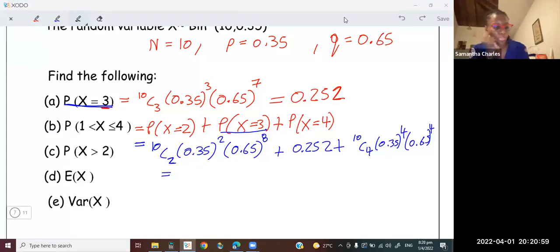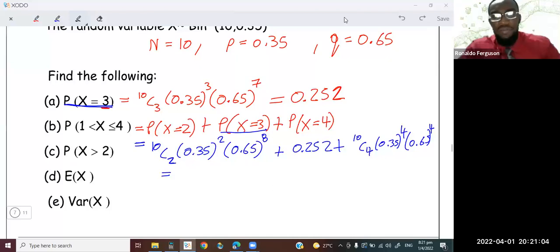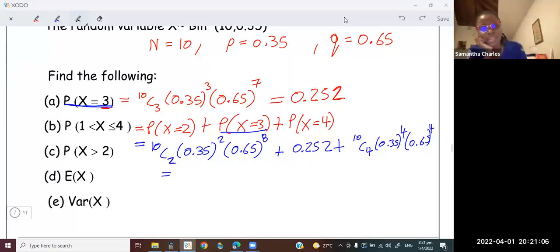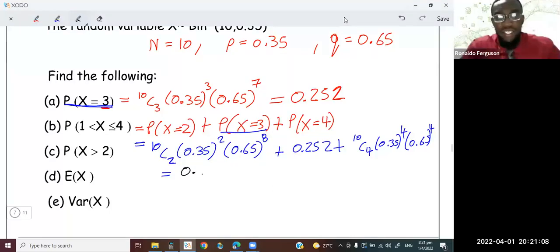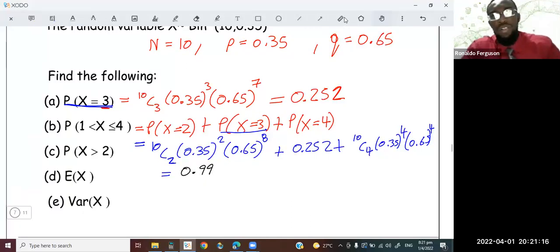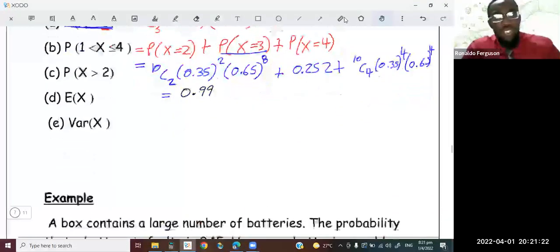Yeah, 0.989. 0.989, or 0.99, yes. 0.99, that's correct. Good. All right, nice. Now, I'm going to change this one a little bit. Part C. Well, no, I won't change it.